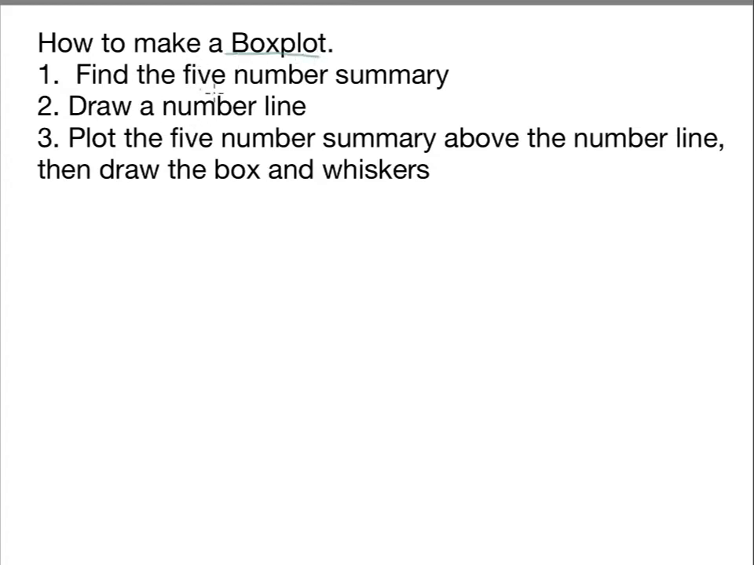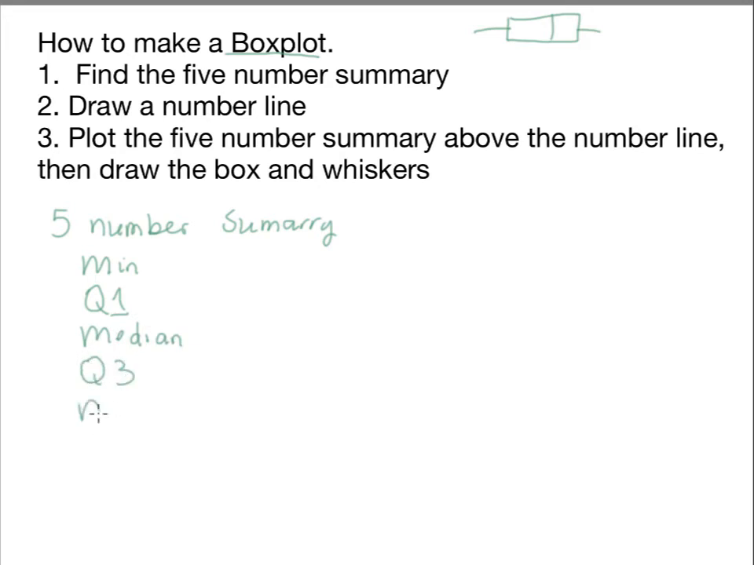Okay, our next type of graph we're going to learn is called a box plot. It looks something like this. We have some box and whiskers on the side. In order to do this, the first thing you have to do is come up with something called the 5-number summary. It consists of these 5 things: the minimum value, quartile 1, the median, quartile 3, and the maximum value.